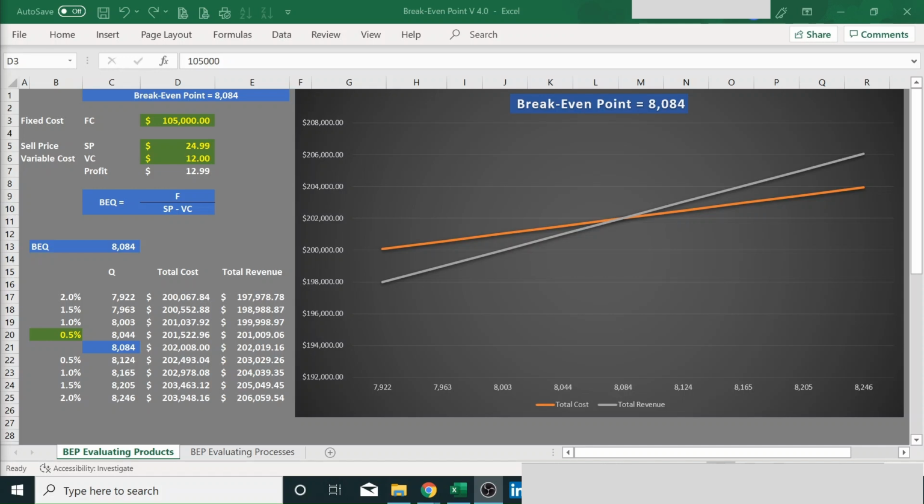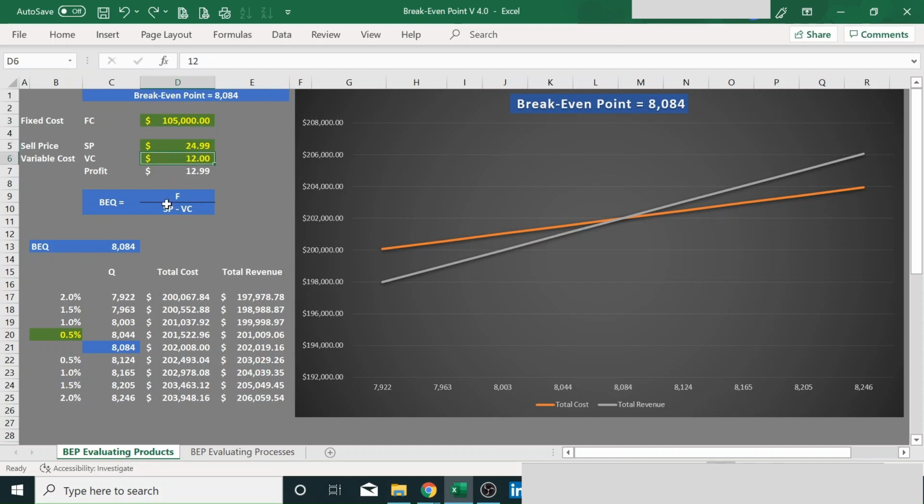I have here a calculator for break-even point when evaluating products and a break-even point when evaluating processes. We use yellow fonts and green background to make visible all the user-defined inputs, whatever the cost is going to be.